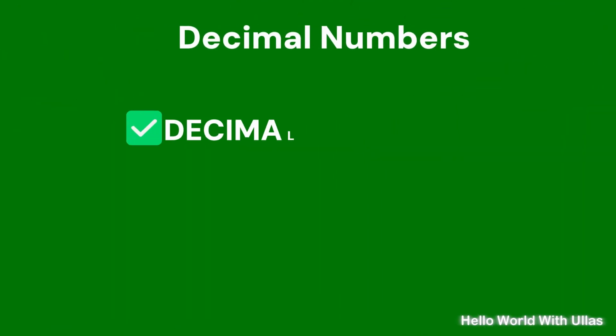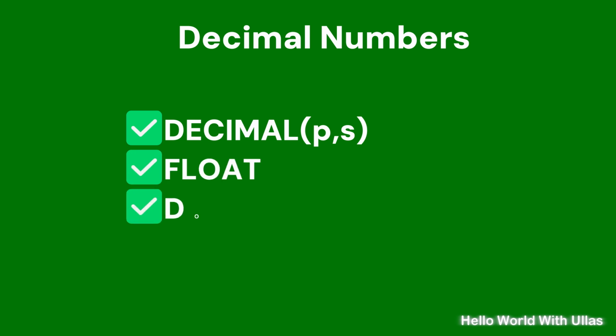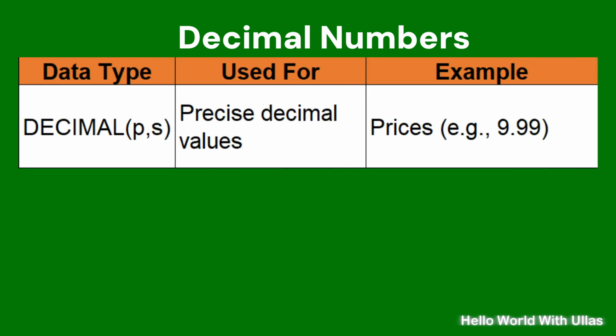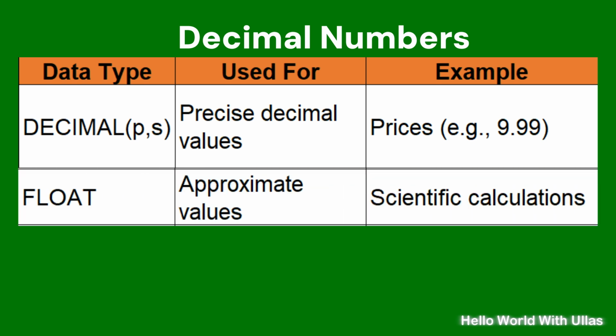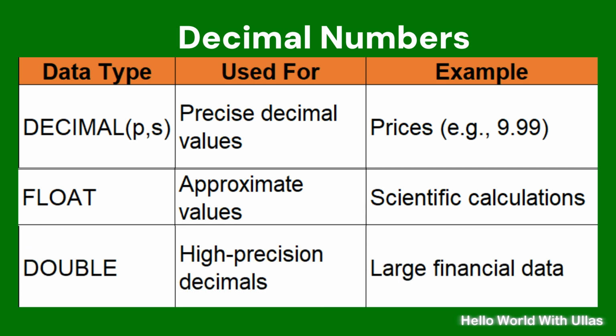There are three data types for decimal numbers: decimal, float, and double. Decimal will store precise decimal values, for example 9.99. Float stores approximate values, like for scientific calculations. Double will store high precision decimals for large financial data.